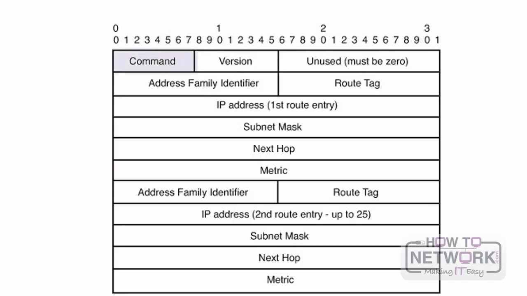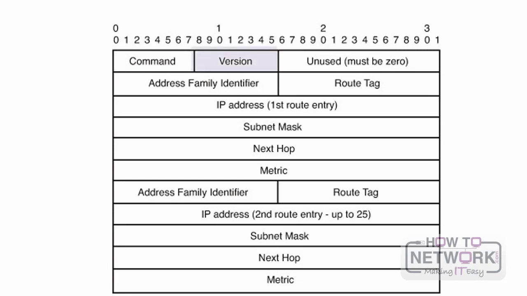The command field indicates whether the packet is a request or response message. The request message asks that a router send all or part of its routing table. Response messages contain route entries. The router sends the response periodically or as a reply to a request.